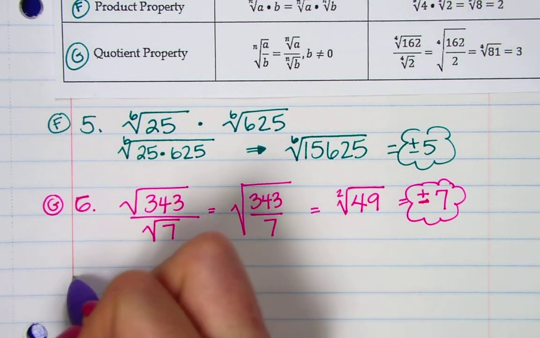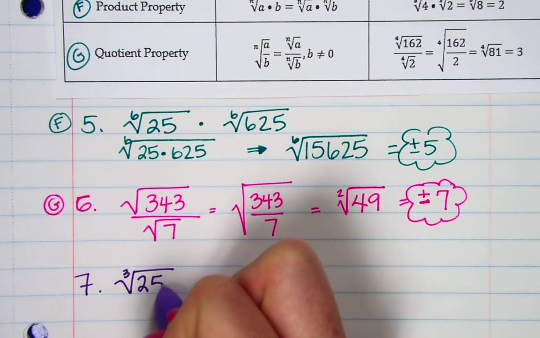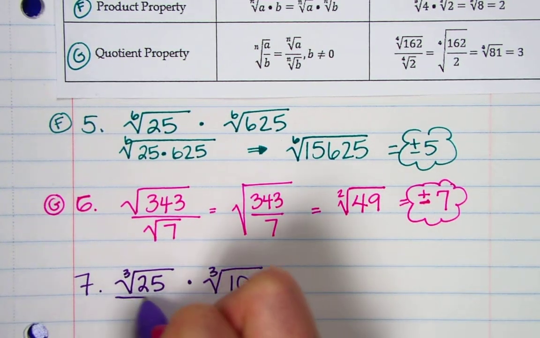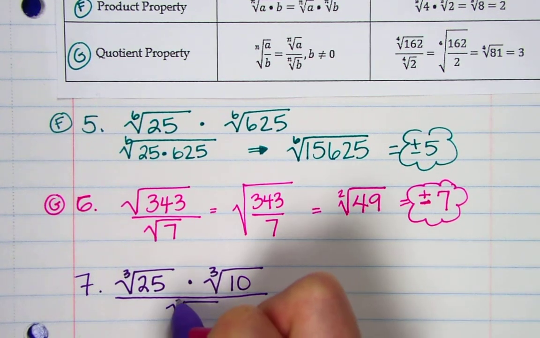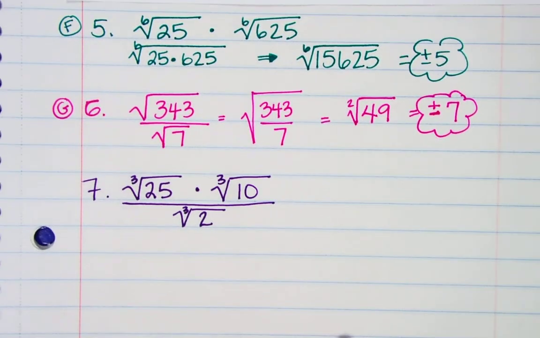Okay, number 7 is the cube root of 25 times the cube root of 10 all over the cube root of 2. What's the rule? I mean, which one are we using? That's what I meant to say.